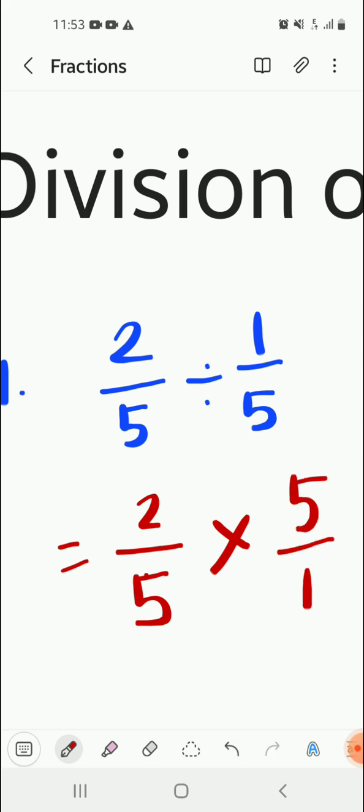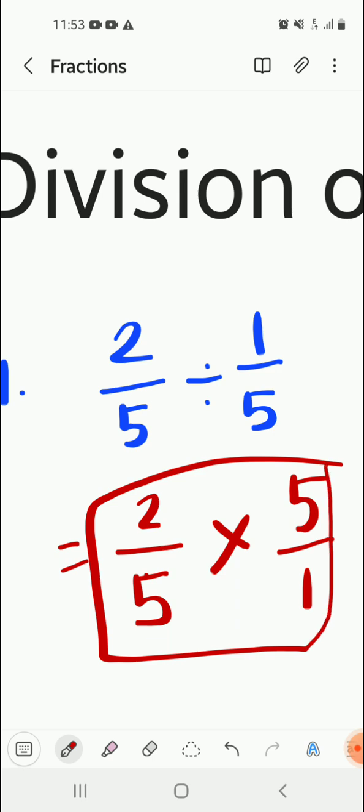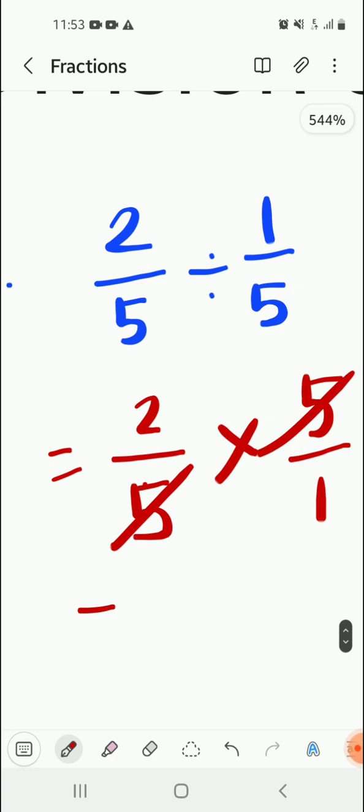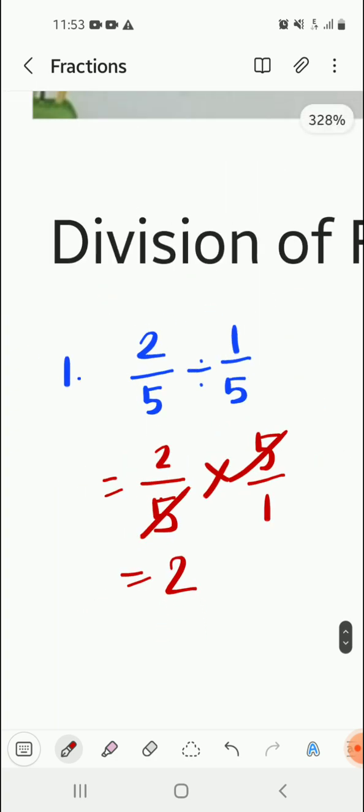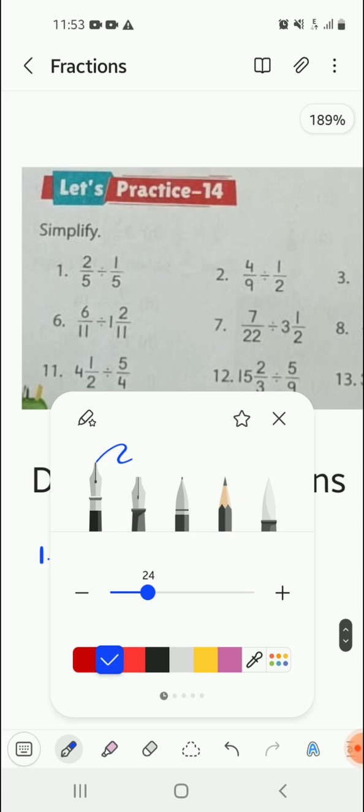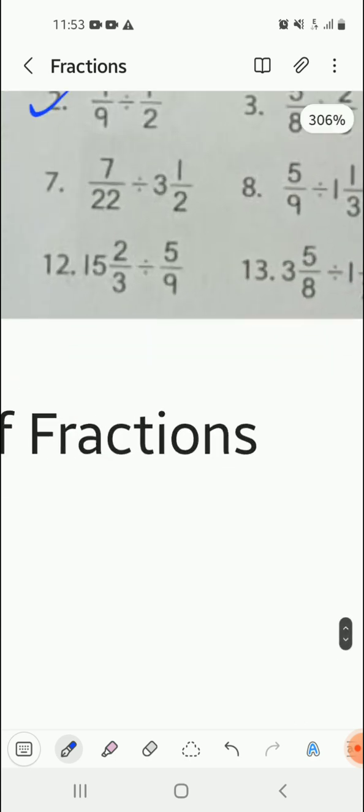That's it. Now, solve this sum as we do in case of multiplication. See over here, 5 and 5 get cancelled, so we are left with only 2. That's it. Moving on, number 2. 4 by 9 divided by 1 by 2.